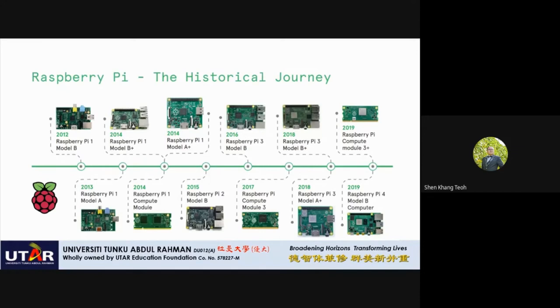As I mentioned just now, the first version of Raspberry Pi was released in 2020. And since then, it has kept evolving in these 8 years and come to the latest version, which is Raspberry Pi 4. For every evolution, a lot of features are added. However, there is one thing that has never changed since its release. So can you guess what it is? Okay, so the answer is the price.